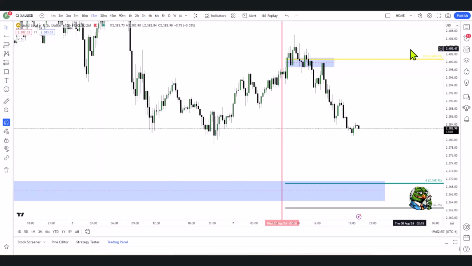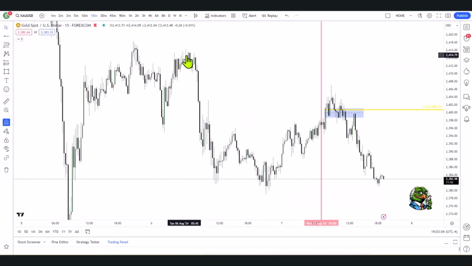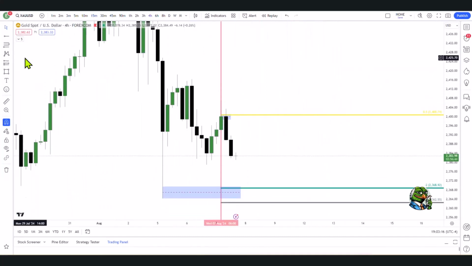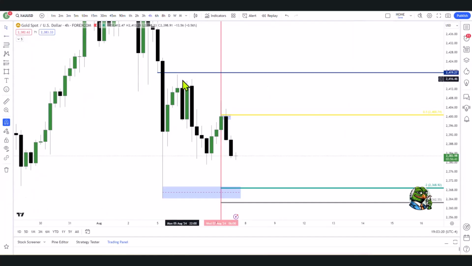I'm looking for that now, today, because I already have higher time frame objectives of these equal highs here and these equal highs. Both of those are equal highs. And on a 4-hourly chart, that is a fair value gap. So that's this gap up here, that we haven't tapped into yet. We almost have. So that's what I'm looking for.